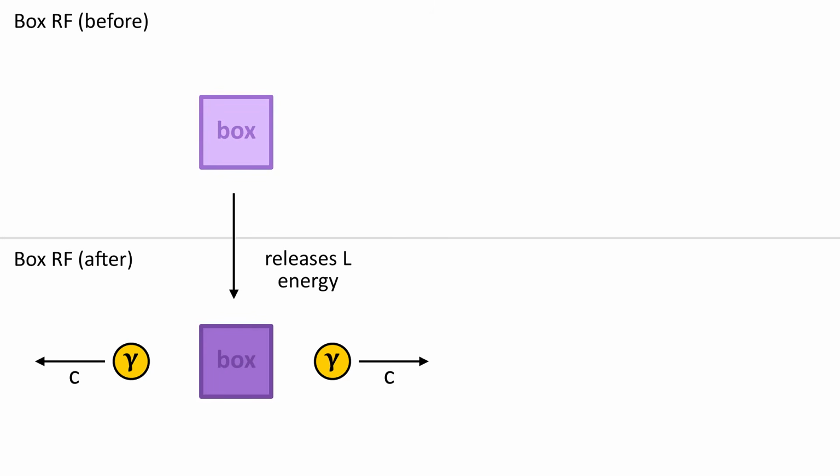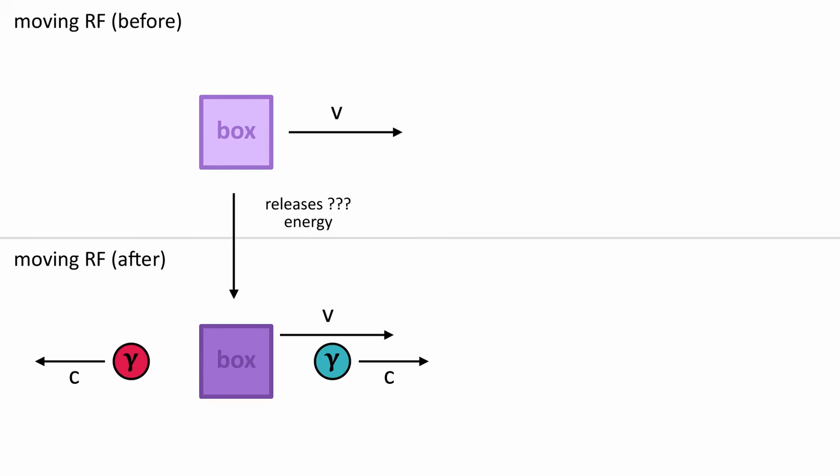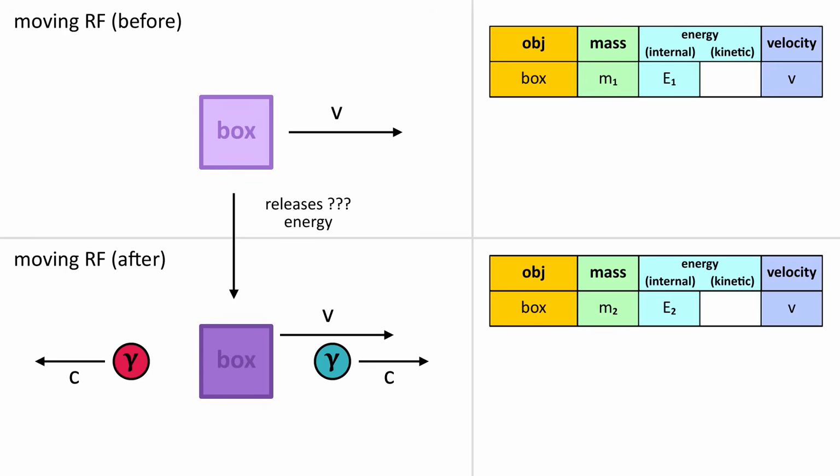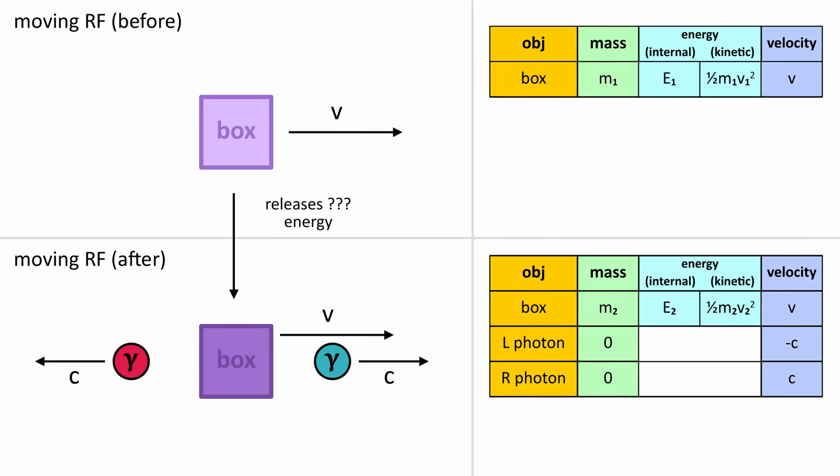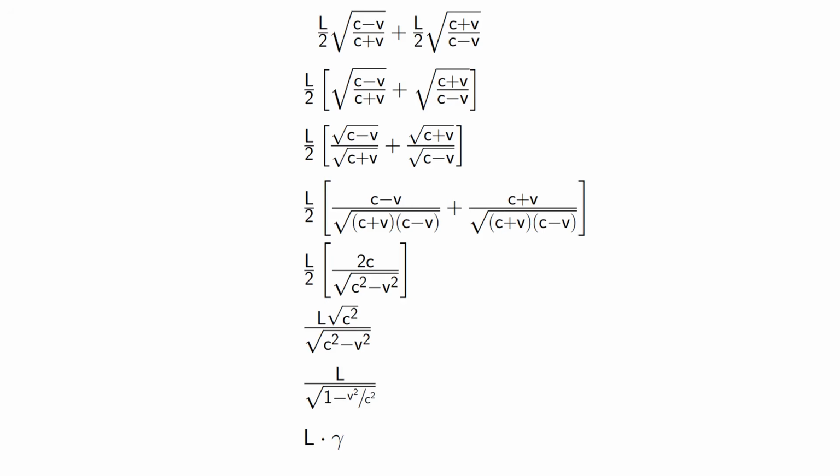It makes sense so far, but now consider the reference frame in which the box is moving at velocity v. Since it's moving, the box now has kinetic energy, which is given by the formula 1/2 mv squared. We'll split it into before and after, giving us 1/2 m1v1 squared and 1/2 m2v2 squared. As for the photons, we just have to use the relativistic Doppler effect. The left photon gets redshifted to L over 2 times square root of c minus v over c plus v, and the right one gets blue shifted by the reciprocal amount. Total light energy is their sum, which after some simplification becomes simply L times gamma.